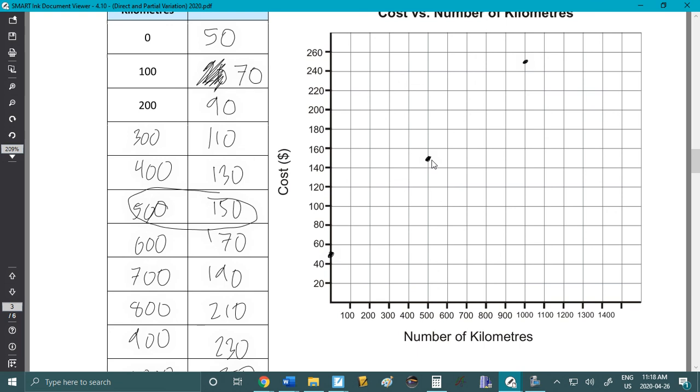And I look at those points. Do they make a straight line? They do. So that tells me that what I did is probably good. I use a ruler normally, but I can't the way I'm doing this. So there's our graph. All right.